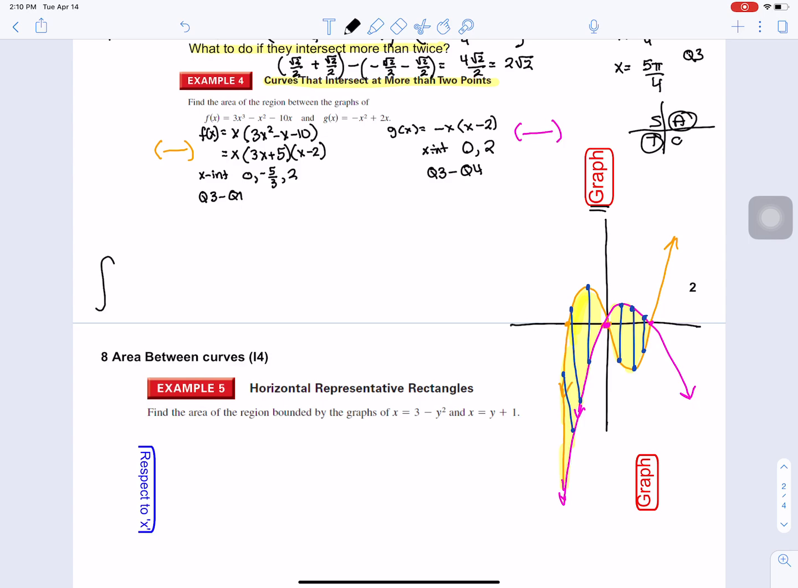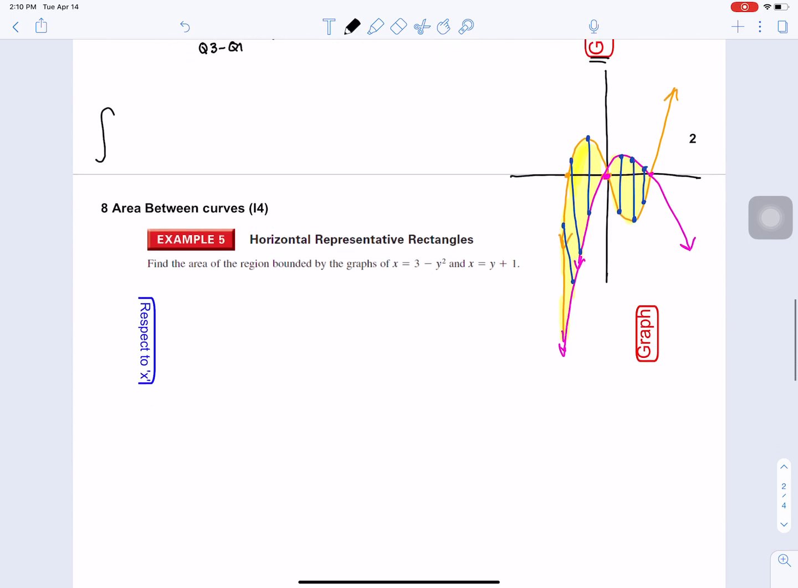Now, again, in this example, we've only found the x-intercepts. We didn't find the intersecting points between the graphs. So what I'm going to do is I'm going to go ahead and find the intersecting points by making the functions equal to one another. 3x cubed minus x squared minus 10x equals negative x squared plus 2x. I'm going to move everything to the left-hand side, so I get 3x cubed.